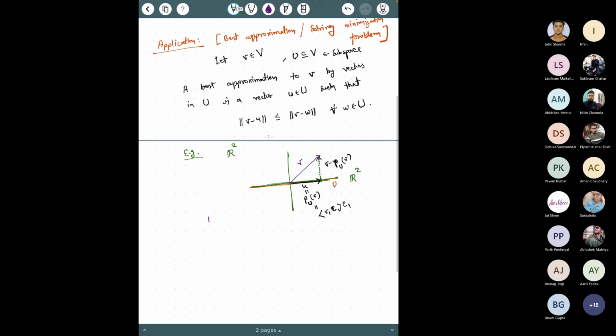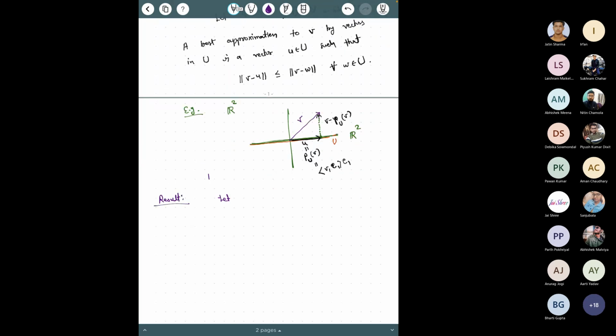So suppose that we have an inner product space. In general, we can also prove this. Whatever I just explained in this example, we can prove this. Suppose that we have an inner product space, and suppose that U is a finite dimensional subspace of V.